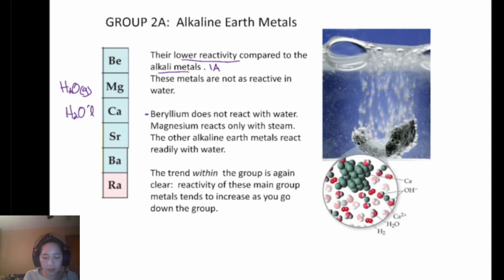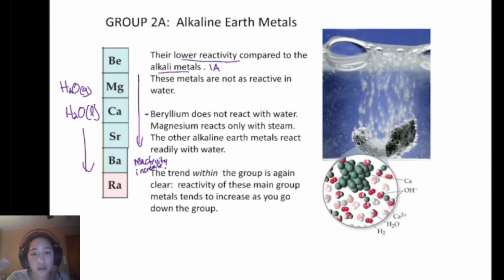So you can see the trend here. Beryllium, unreactive, but as you go down the group, reactivity does increase because if you chuck these materials into water, they will react. So you do see the trend within the group that reactivity does increase as you go down the group because you're becoming more metallic in character.